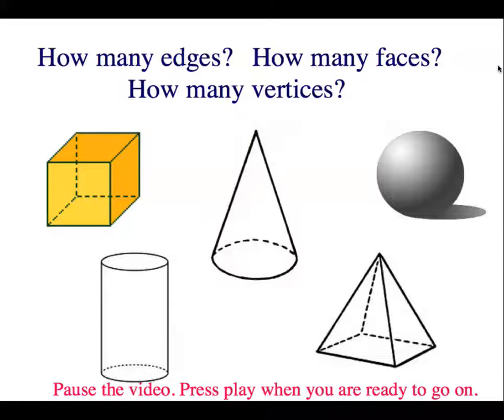Now it's your turn. How many edges do these figures have? How many faces? And how many vertices? Get your piece of paper and try to draw the figure for each one, and then right next to it write how many edges does it have, count them up, how many faces, count them up and write it down, and how many vertices, write that down too. Do that for each one of these shapes, and when you're all done, you can press play and you'll see the answers. So pause the video now and press play when you're ready to go on.